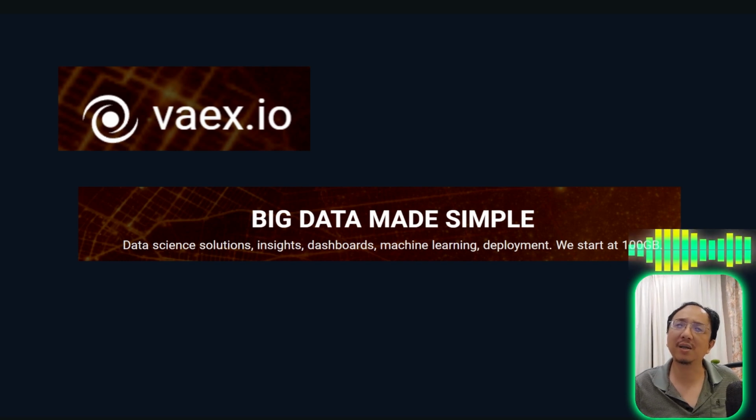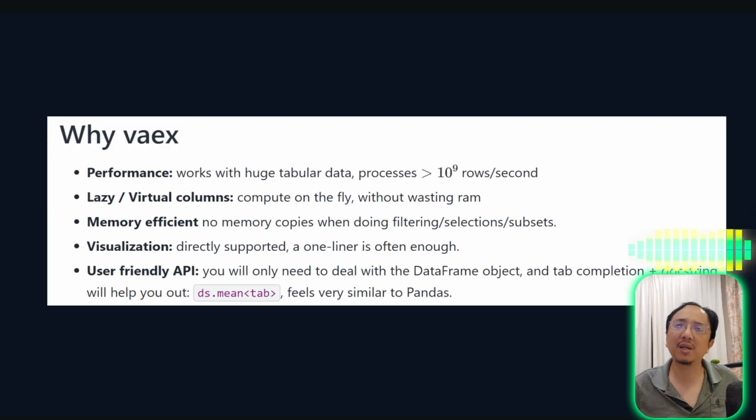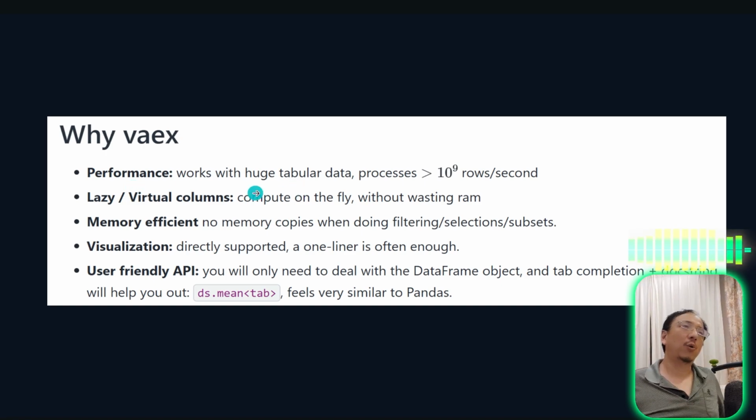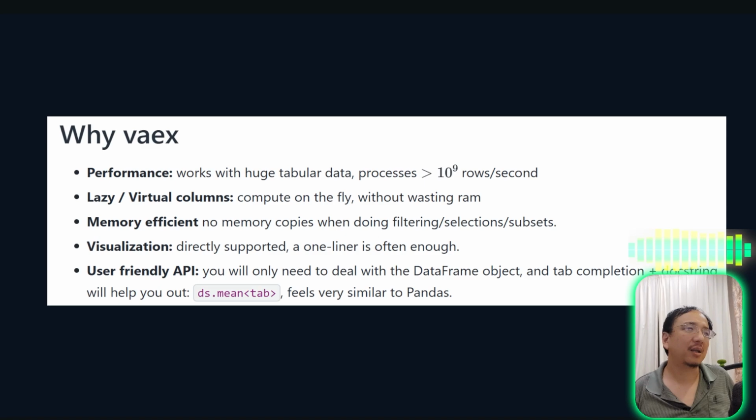If the dataset exceeds your system memory, you could also try using Dask. So here is a list of features that Vaex has. It is more performance centered. It can work with huge tabular data. It also has lazy and virtual columns that you can work with, and it's very memory efficient. It also comes with a user-friendly API and visualization that may be good to work with. But personally, I haven't used Vaex, so I'm just saying that it is something that people use.